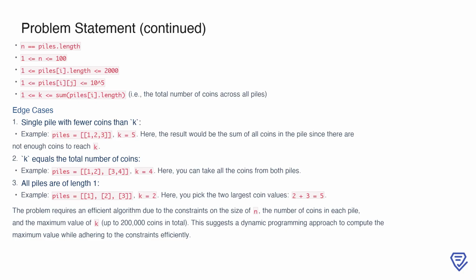Some edge cases are worth noting. If there's only one pile with fewer coins than k, you can simply take all the coins in that pile. If k matches the total number of coins, you can take every coin from every pile. Lastly, when all piles have only one coin, you should prioritize selecting the largest values. Given these constraints, an efficient algorithm is needed to solve the problem, and a dynamic programming approach is a good fit for balancing the trade-offs between selecting coins from different piles while maximizing their total value.